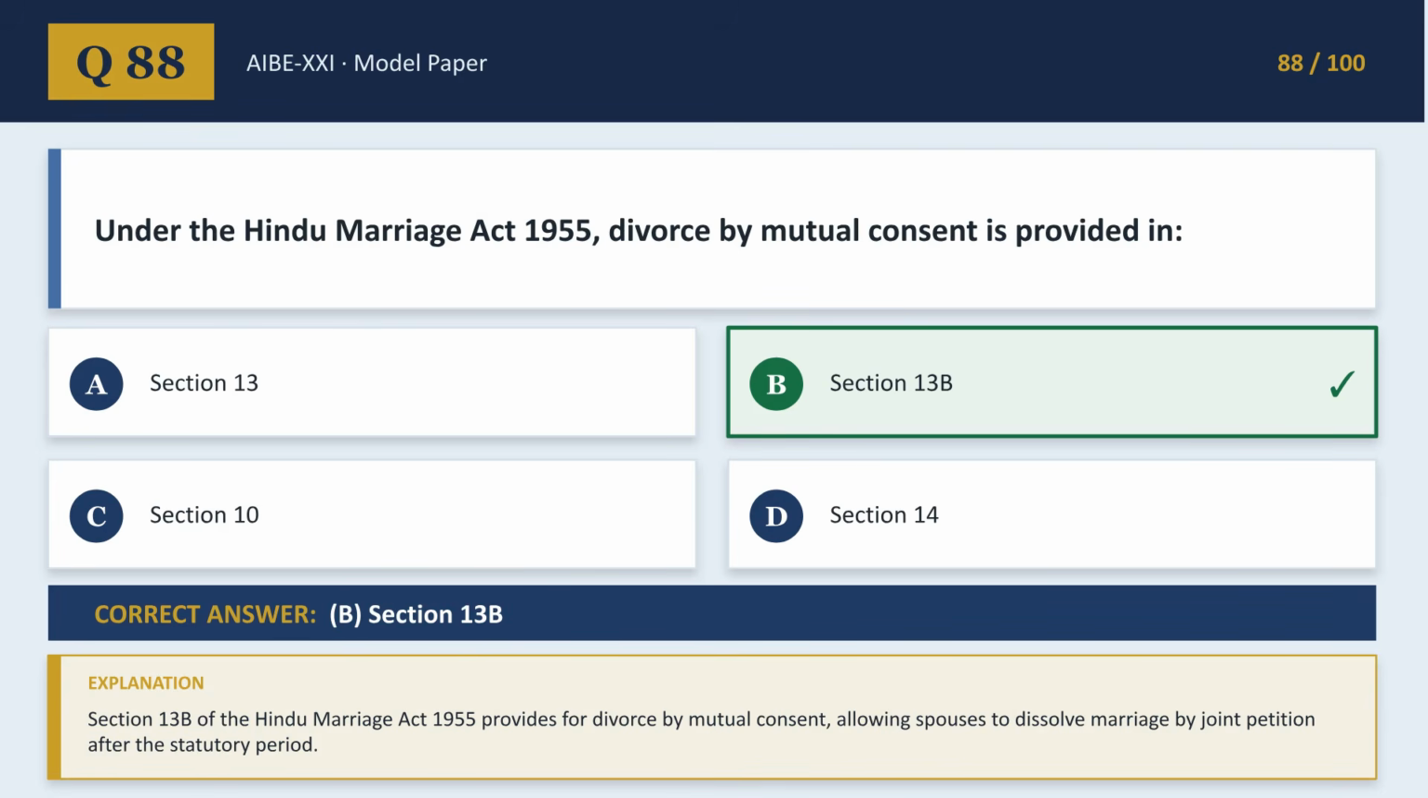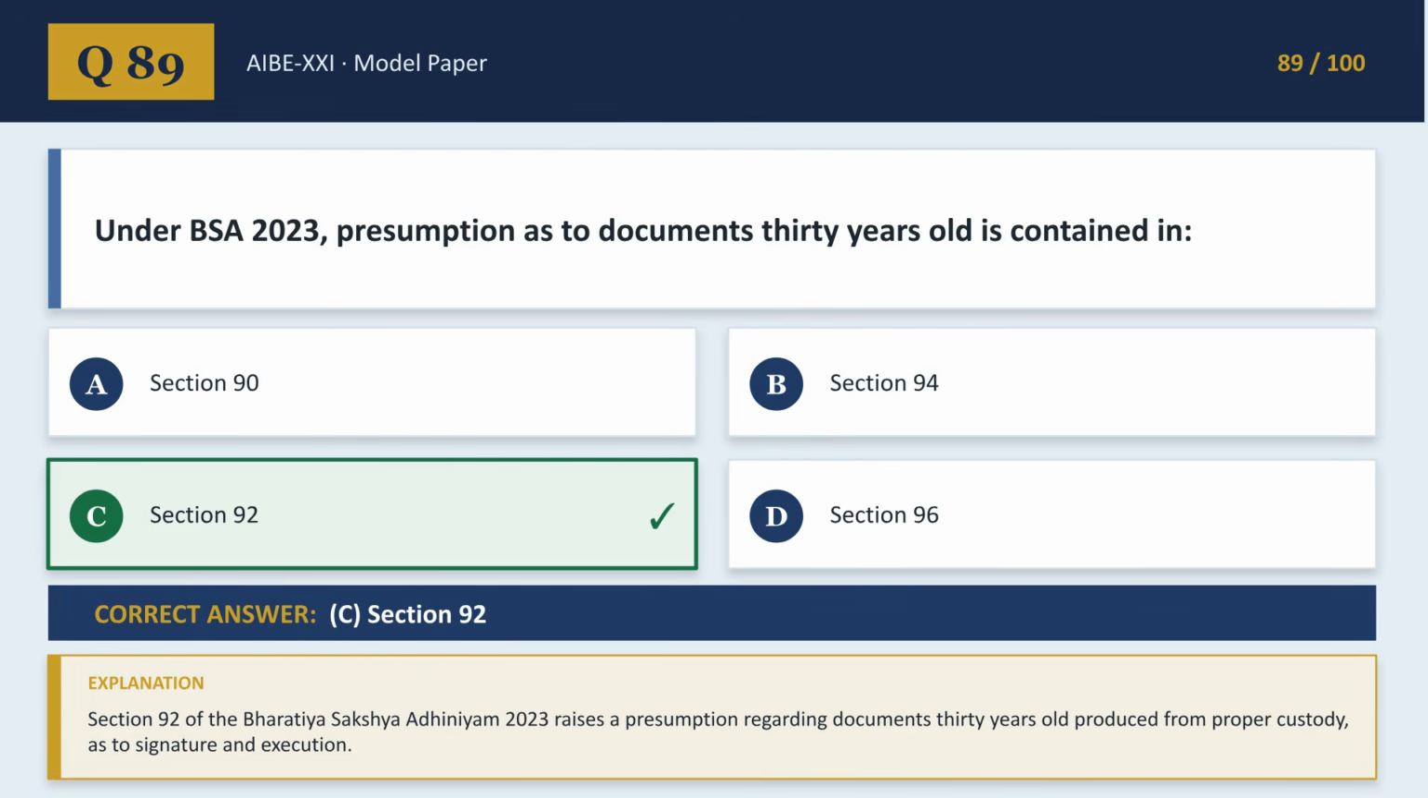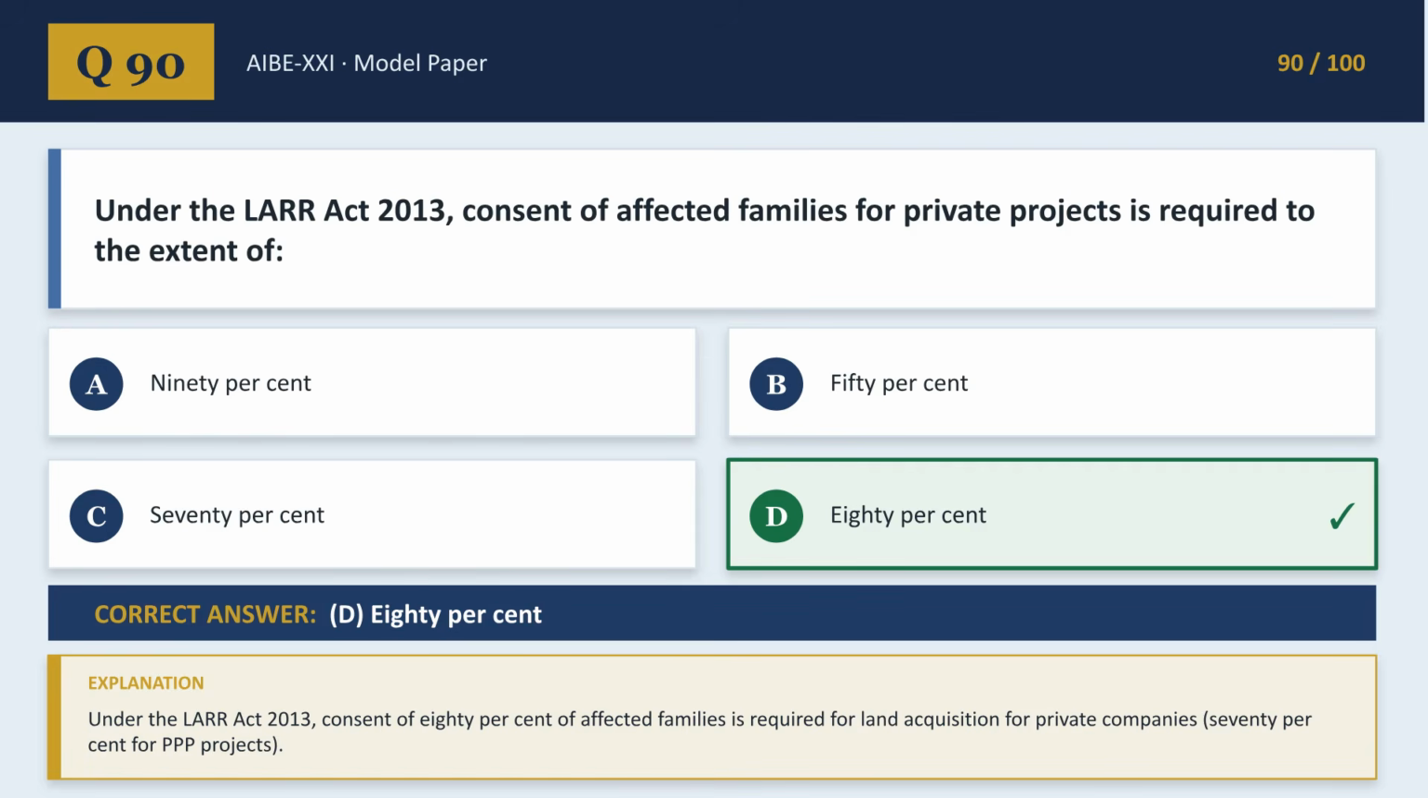Divorce by mutual consent under the Hindu Marriage Act 1955 is provided in Section 13B. This allows spouses to jointly petition for divorce after a minimum period of separation. Presumption as to documents 30 years old under BSA 2023 is contained in Section 92. This relates to the assumption of authenticity for old documents produced from proper custody. Under the LARR Act 2013, the consent of affected families for private projects is required to the extent of 80%.